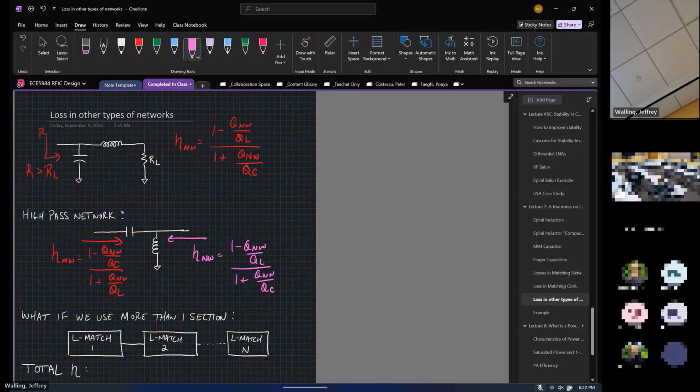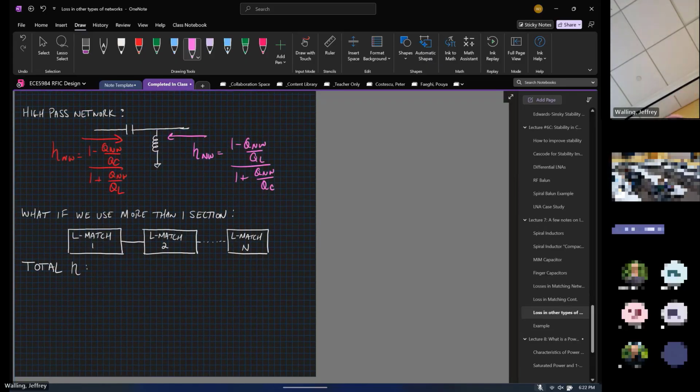and we cascade them. So for instance, if we want to find the total efficiency of a matching network where we have n matching sections, then the total efficiency is just equal to eta 1 times eta 2 times up to eta n, or we can say that this is the product from i equals 1 to n of eta i.